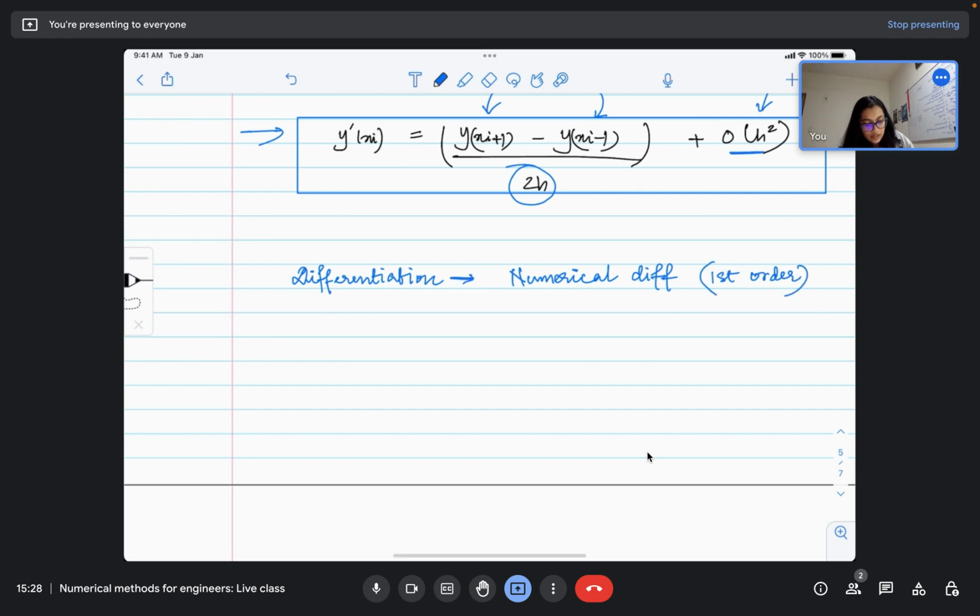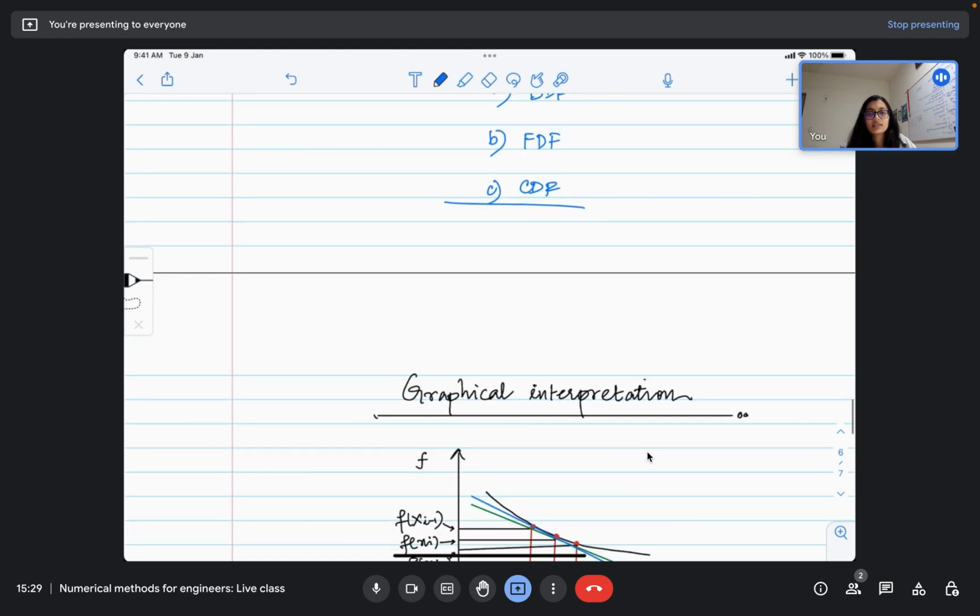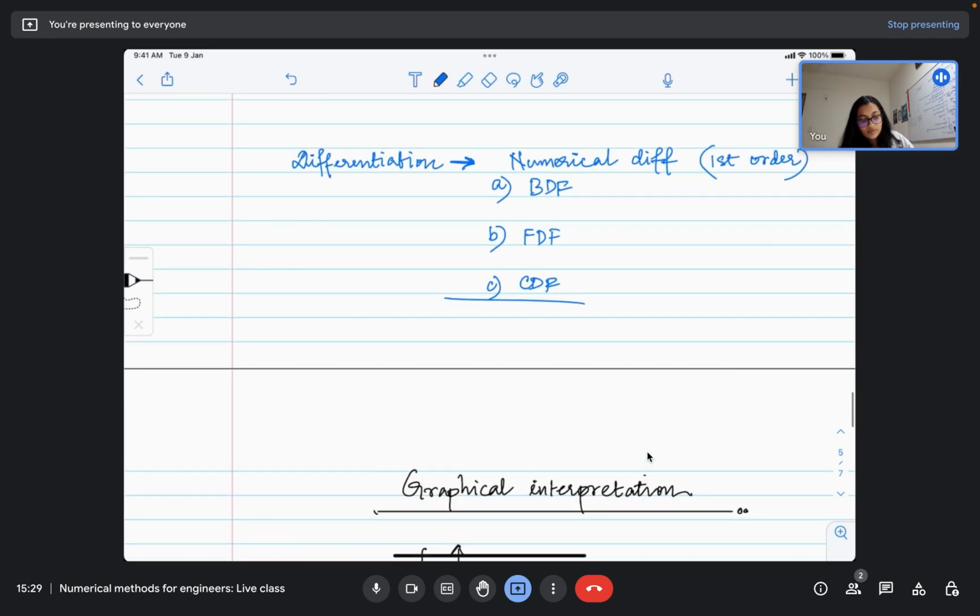And how do we do it? With the help of three techniques, that is backward difference formula, forward difference formula, and central difference formula. Okay. So with this derivation, now let's go ahead and get a graphical interpretation of the three and understand why some of them may be a little more accurate or a little less accurate than the others. Okay.